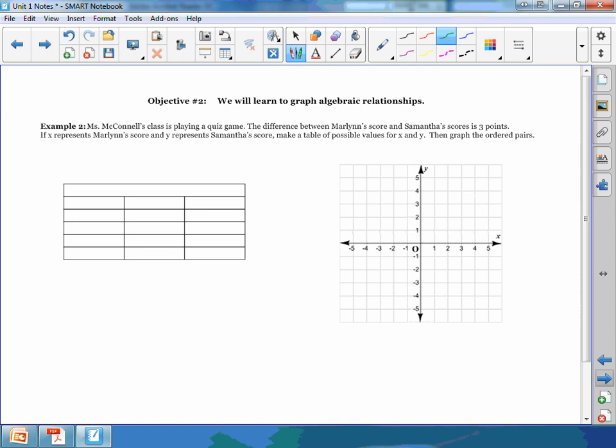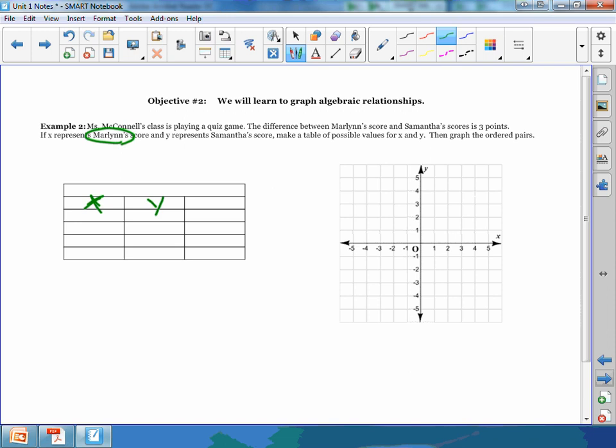This is just an extension of that. They're talking about a quiz game where one person's score is represented by X and the other person's score is represented by Y. It tells you that one person has 3 more points than the other, but it fails to say which one has more. We want to clarify that, okay? So let's assume that she has more, Marlene, the X value has more than the Y value.